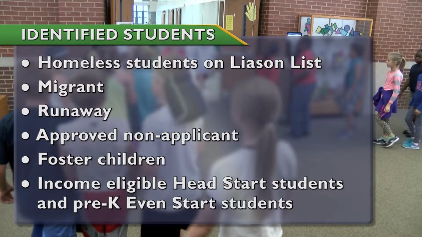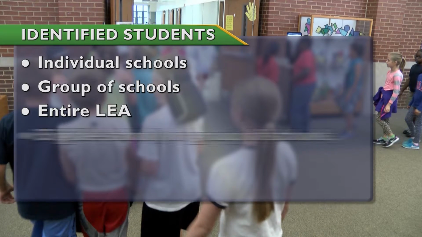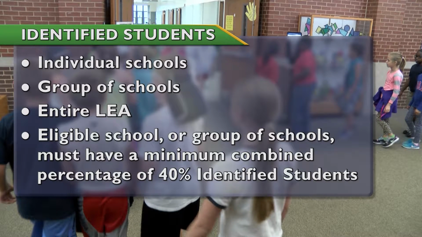The identified students can be determined using individual schools, a group of schools, or the entire LEA. An eligible school or group of schools must have a combined identified student percentage of at least 40%. The identified student percentage is the determining factor for Community Eligibility Provision participation. This can be determined by individual schools. You can group schools together to see if you can get over the 40%, or your entire district could be eligible.